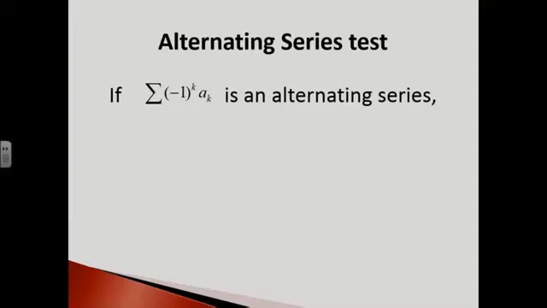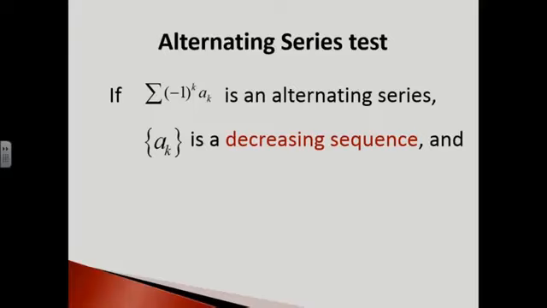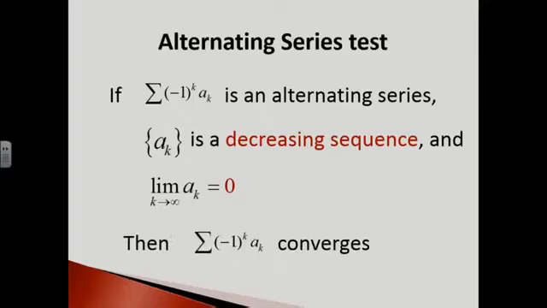Alternating series test. Consider an alternating series sigma (-1)^k multiplied by a_k, where a_k are positive, and both of the following two conditions are satisfied: a_k is a decreasing sequence, and lim a_k as k tends to infinity equals 0. Then the series must converge.